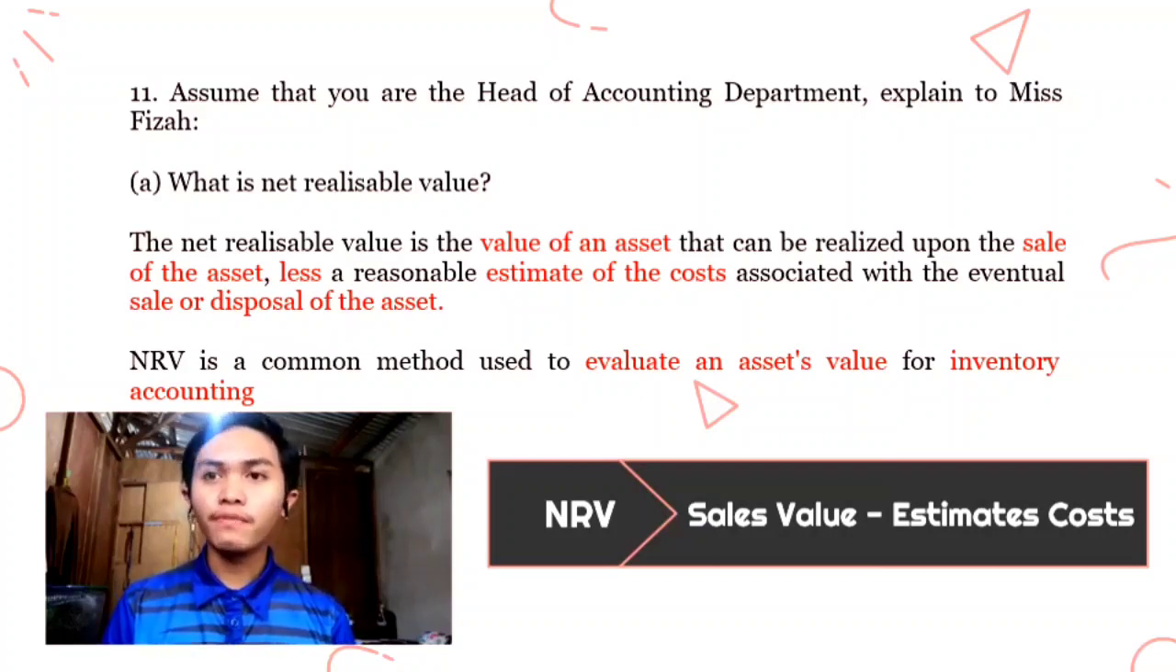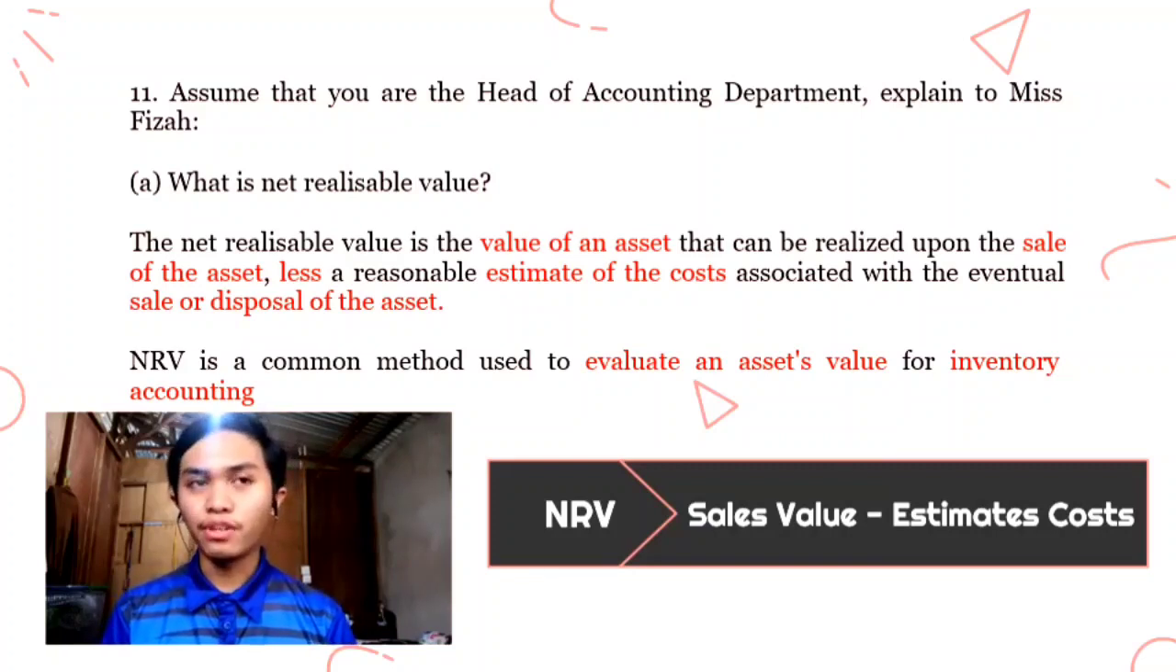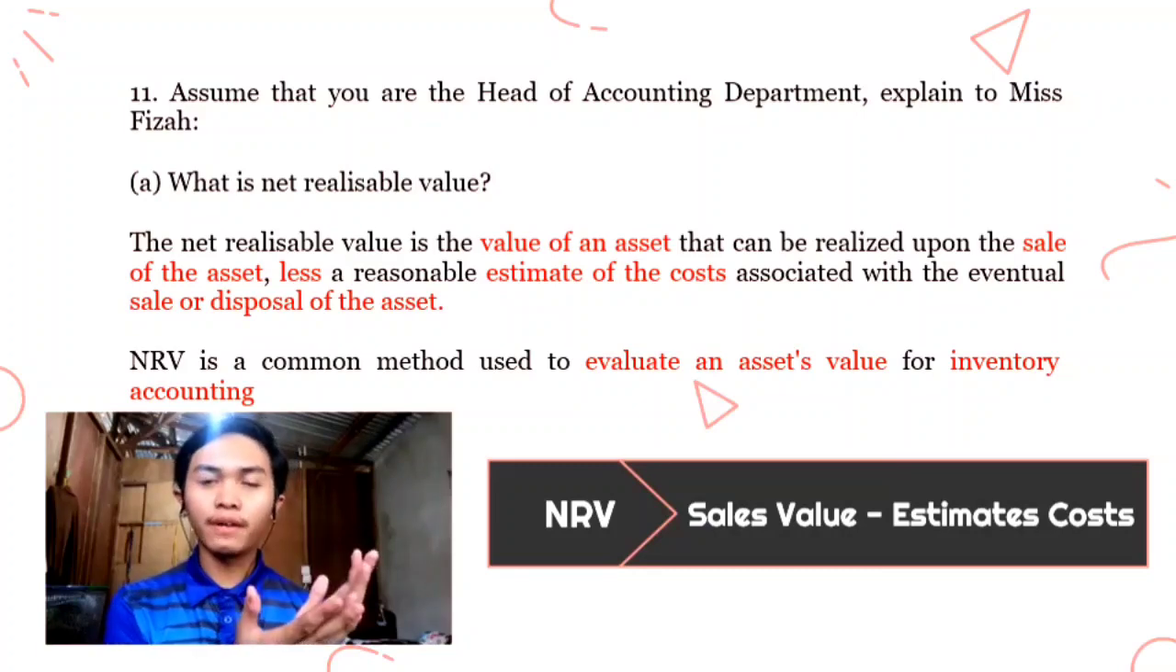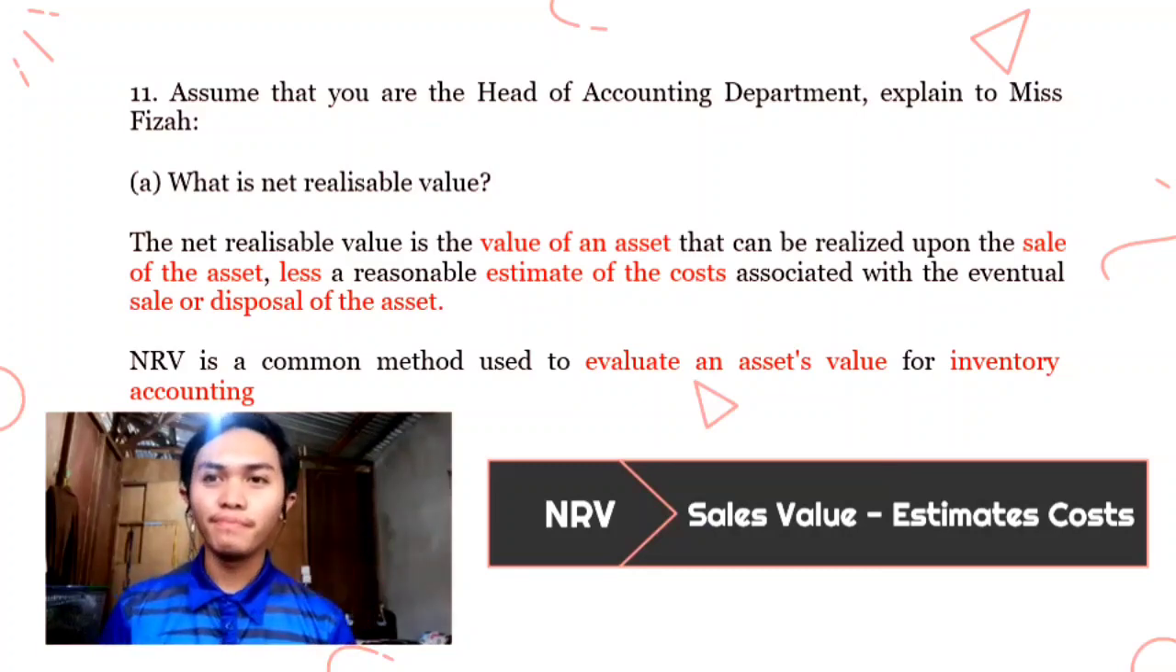The net realizable value, or in short form NRV, is the value of an asset that can be realized upon the sale of the asset, less a reasonable estimate of the cost associated with the eventual sale or disposal of the asset. The NRV is the common method used to evaluate an asset value for inventory accounting. To understand more about this NRV, this is the example of the NRV formula.